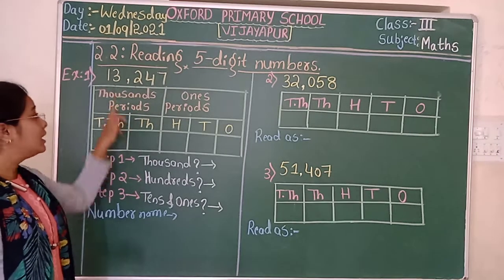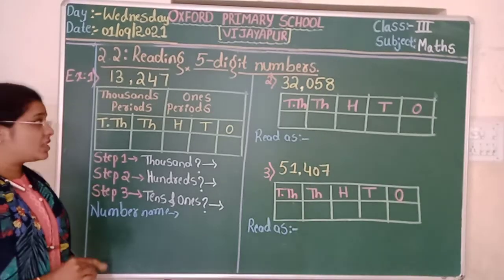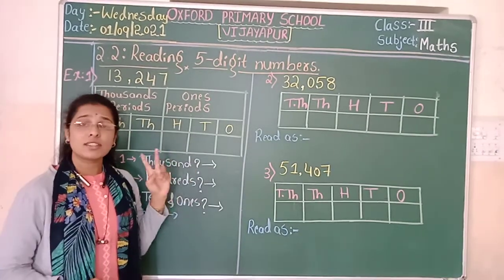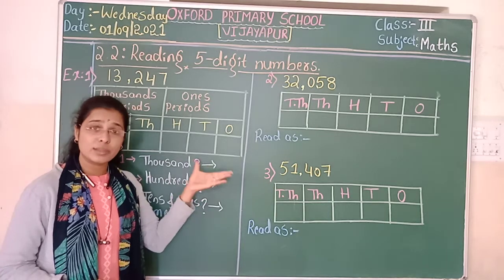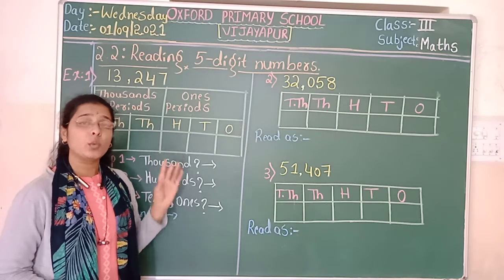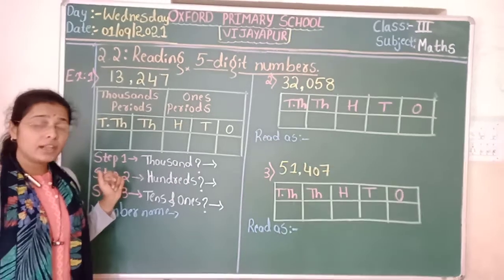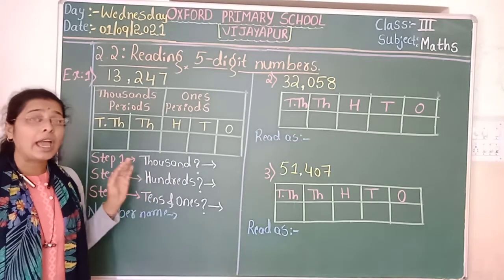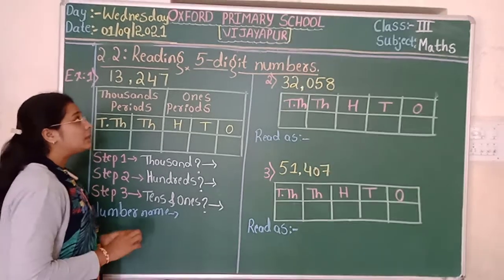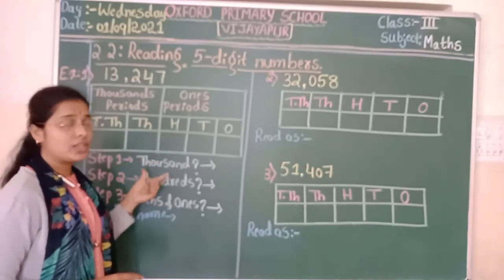How to read this number? 13,247. See children, here we already learned that these 5-digit numbers are separated by 2 periods: ones period and thousands period. In ones period, we are having ones, tens and hundreds place. While coming to thousands period, we are having 1,000 and 10,000 digits. At first, what will we do? We will write the numbers in the place value chart.